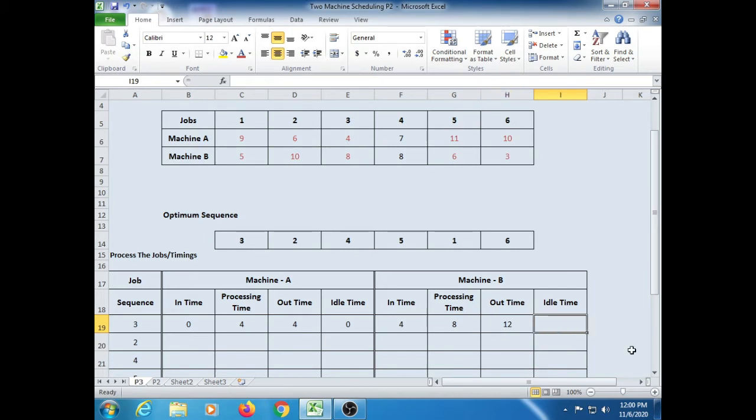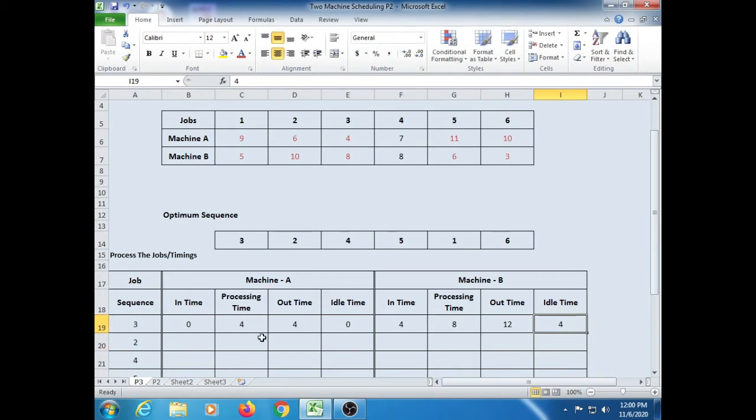Okay, so what is the idle time? Did machine B wait for anything? Of course, it waited for a job for 4 hours. After 4 hours only, machine B got a job to process. Because it waited for 4 hours, that's why we have taken the in time as 4 hours. What did machine B do? Nothing. So the idle time of machine B is 4 hours.